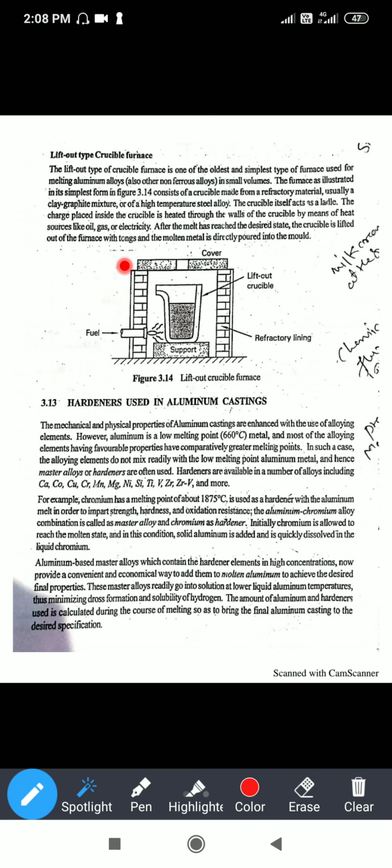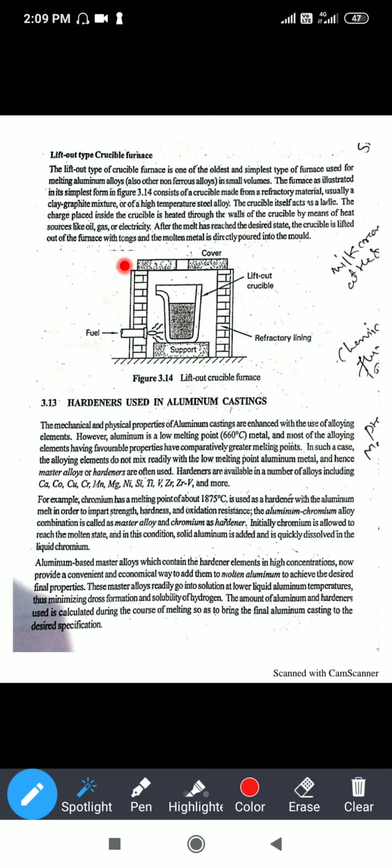This is how the process of a lift out crucible furnace is done. In aluminum casting, the aluminum raw material is melted. This is one example of a furnace which is used for aluminum melting purposes.